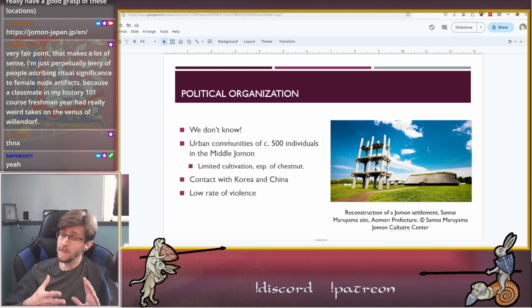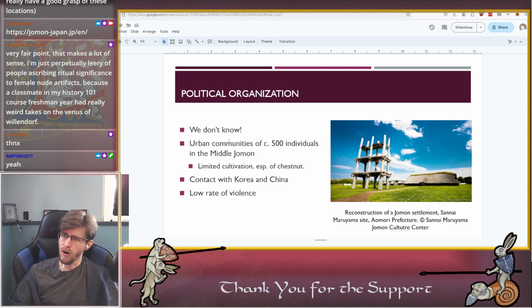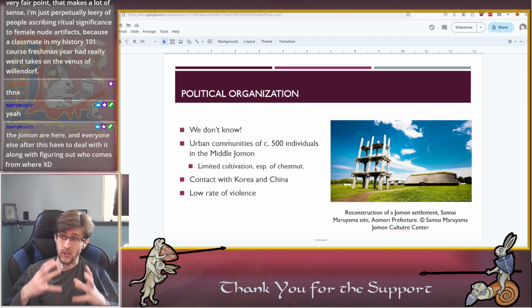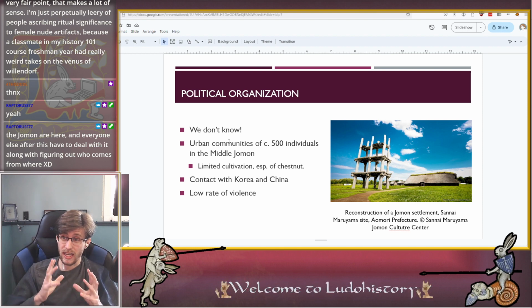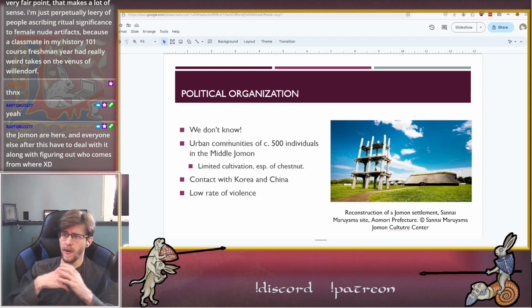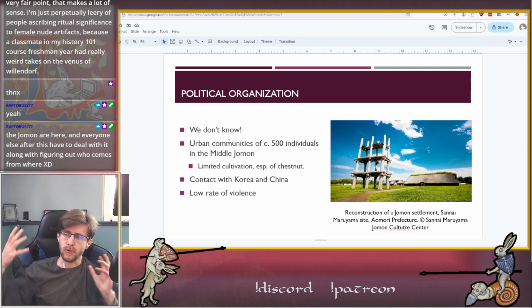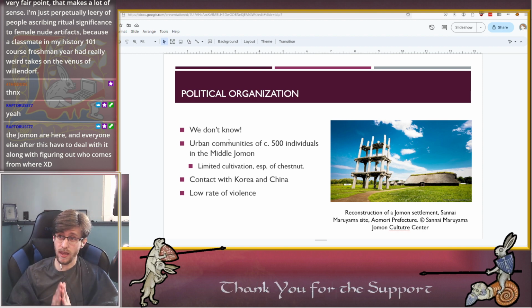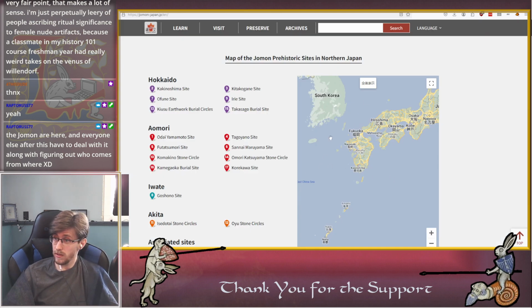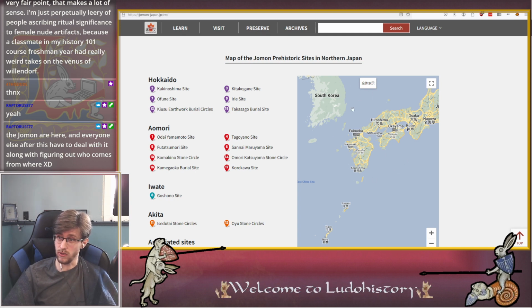There's some evidence of proto-agricultural or arboreal cultivation, especially of chestnut, but it seems to be really, really limited and restricted to individual communities and not some sort of widespread trans-archipelago practice. There also is, however, a lot of contact with Korea and China, especially here in Group 3 and Kyushu and Southern Honshu.